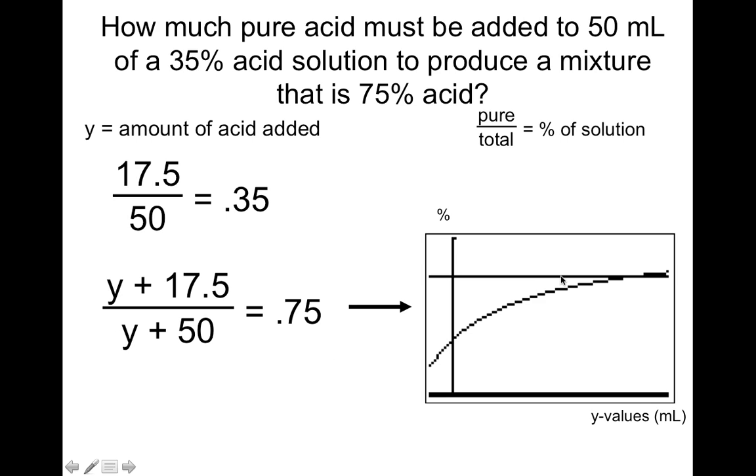When I look for my intersection, it's going to occur somewhere around there, and the coordinates are 80, 0.75. So I need to add 80 milliliters of pure acid, and that's going to get me my 75% solution. Okay, that is your answer. We will pause the video right here.